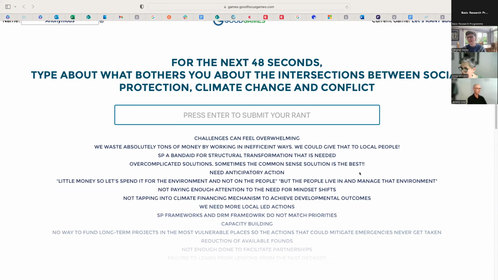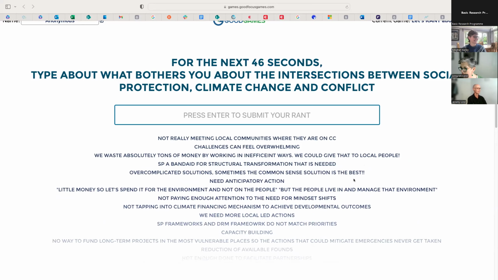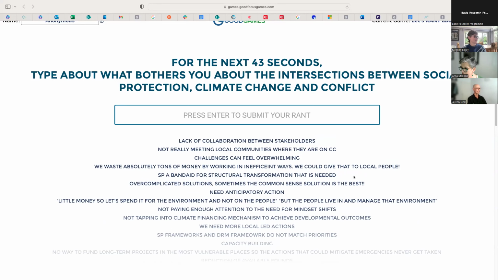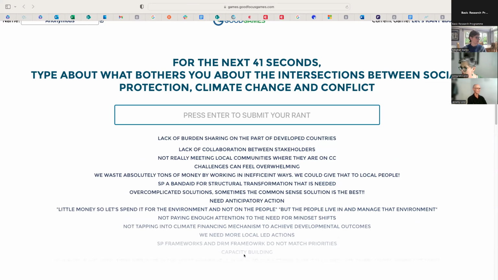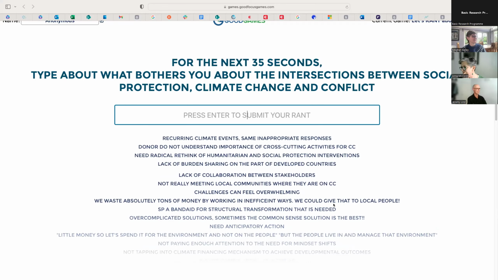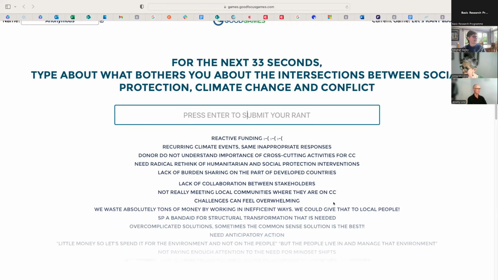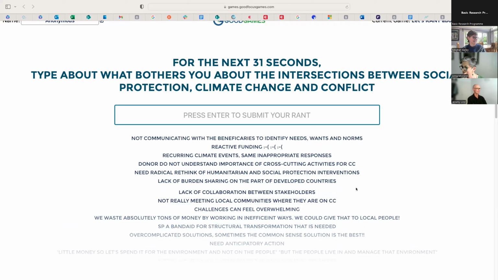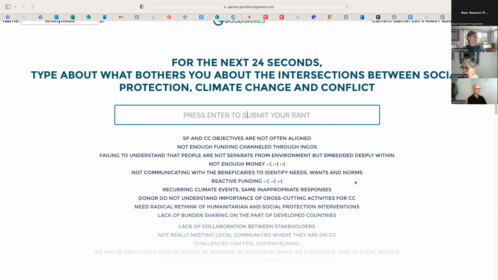There must be well more than 100 there now. It's amazing. Social protection frameworks and disaster frameworks do not match priorities. Keep going. Everyone try to get one more in the remaining 30 seconds. We're not communicating with the beneficiaries to identify needs and their wants and their norms.